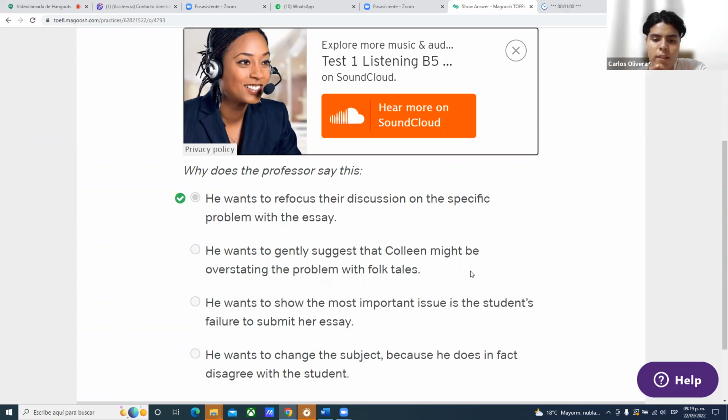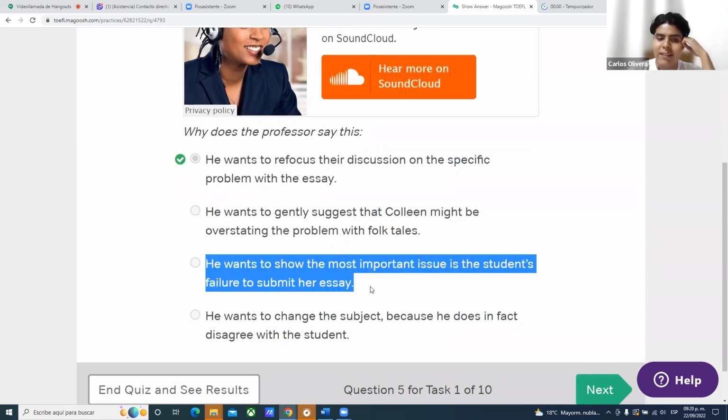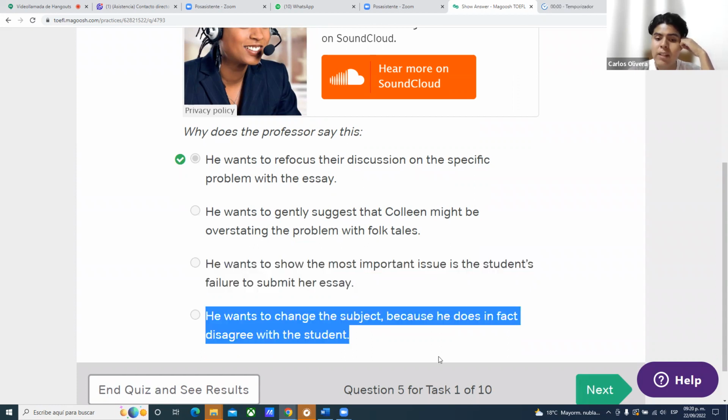Or he wants to gently suggest that Colleen might be overstating the problem with folk tales. It's not what he says in this super short sentence. He wants to show the most important issue is the student's failure to submit her essay, and not at all, right? They never discussed that she had some problem with the platform or something. She never said that she had some trouble submitting the homework. Or he wants to change the subject because he does in fact disagree with the student. Actually the opposite, right? Because he says that he likes that part, not that he disagrees with it.